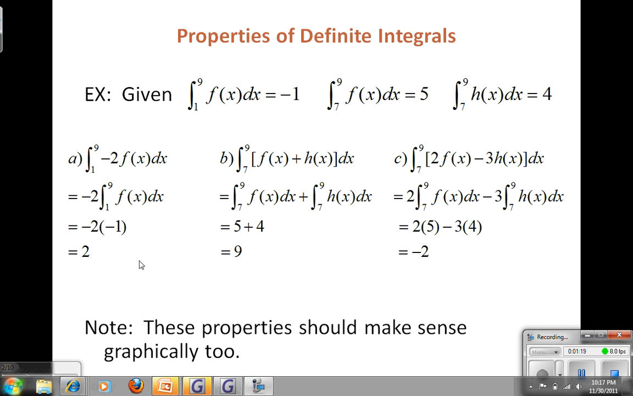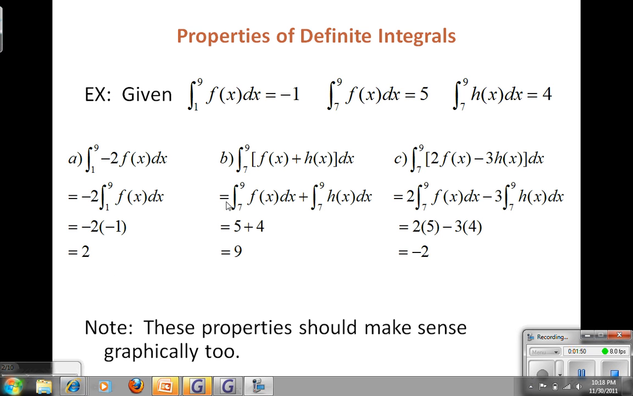So for part A, it asks you for the integral from 1 to 9 of -2 times f of x dx. As one of the properties we're supposed to be going over, the coefficient can be pulled out in front of the integral sign. So if I find how much area is under the curve of f between 1 and 9, I can just multiply that by -2. And up here, they flat out tell you it's -1. So this integral evaluates to -1, multiplied by -2, and I get my answer.